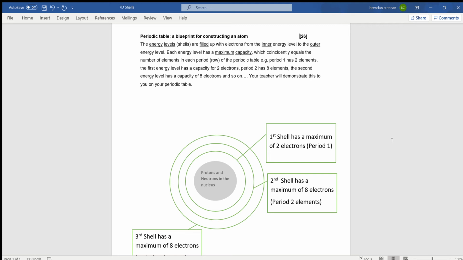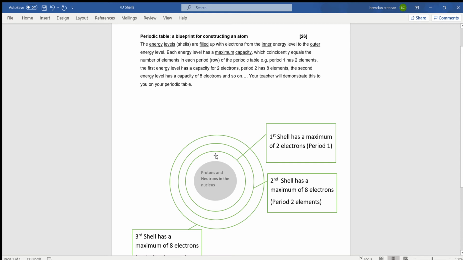We work out the number of electrons again from the periodic table, but also work out the shell, or the number of levels there are in the atom, based on its period. So period 1 will have 1 shell, we can see here. Period 2 elements will have 2 shells of electrons, these circles here, and period 3 will have 3 shells of electrons.